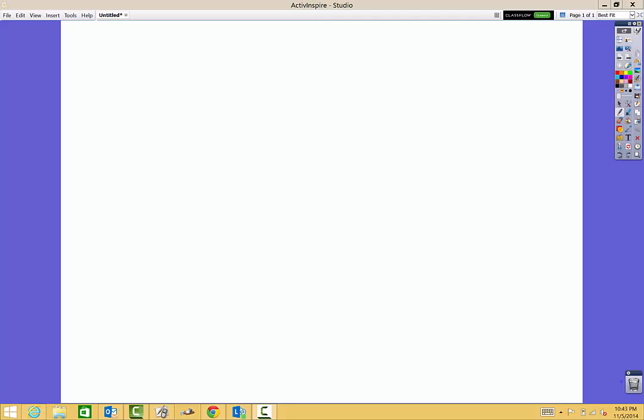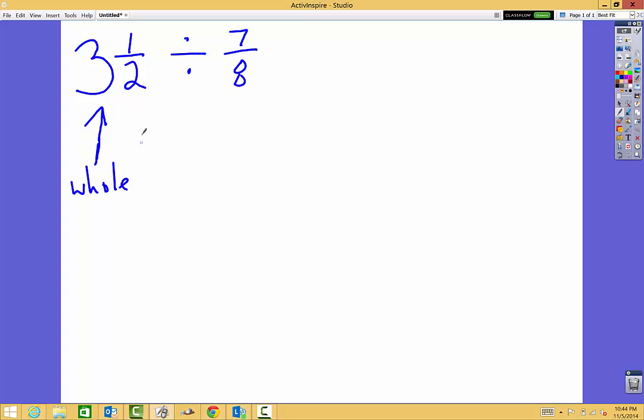Welcome back. This lesson is going to be focusing on how we divide mixed numbers by fractions. So here I have a mixed number and I'm going to divide it just by a fraction. Remember, a mixed number is any number that has a whole number and a fraction. That is how we get the term mix.